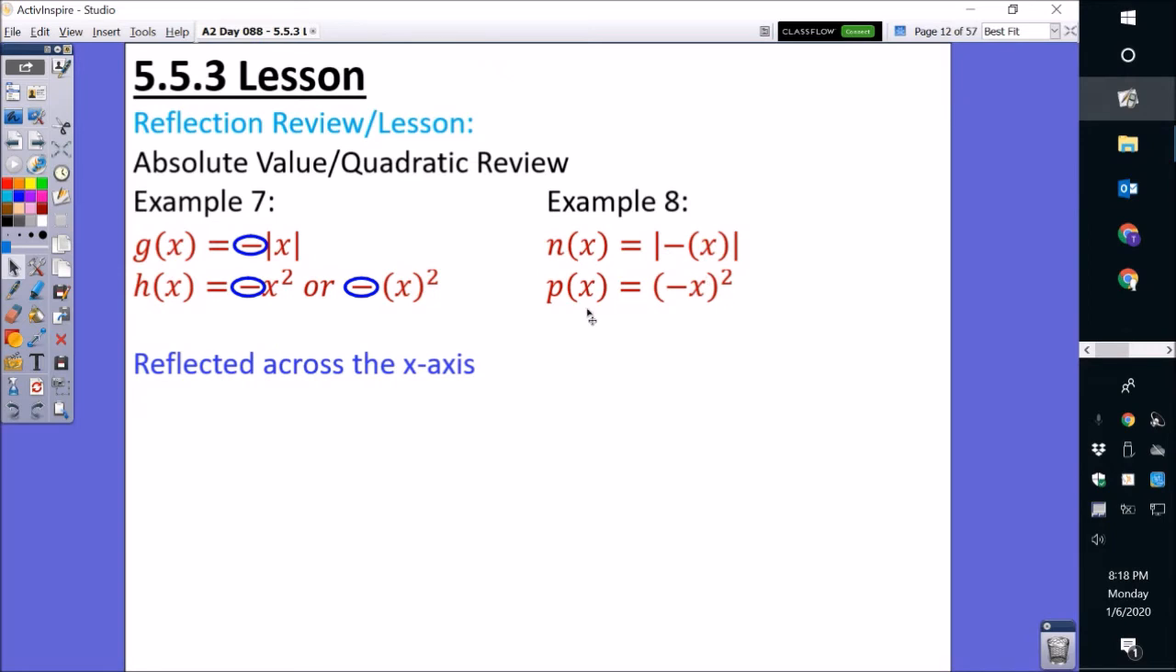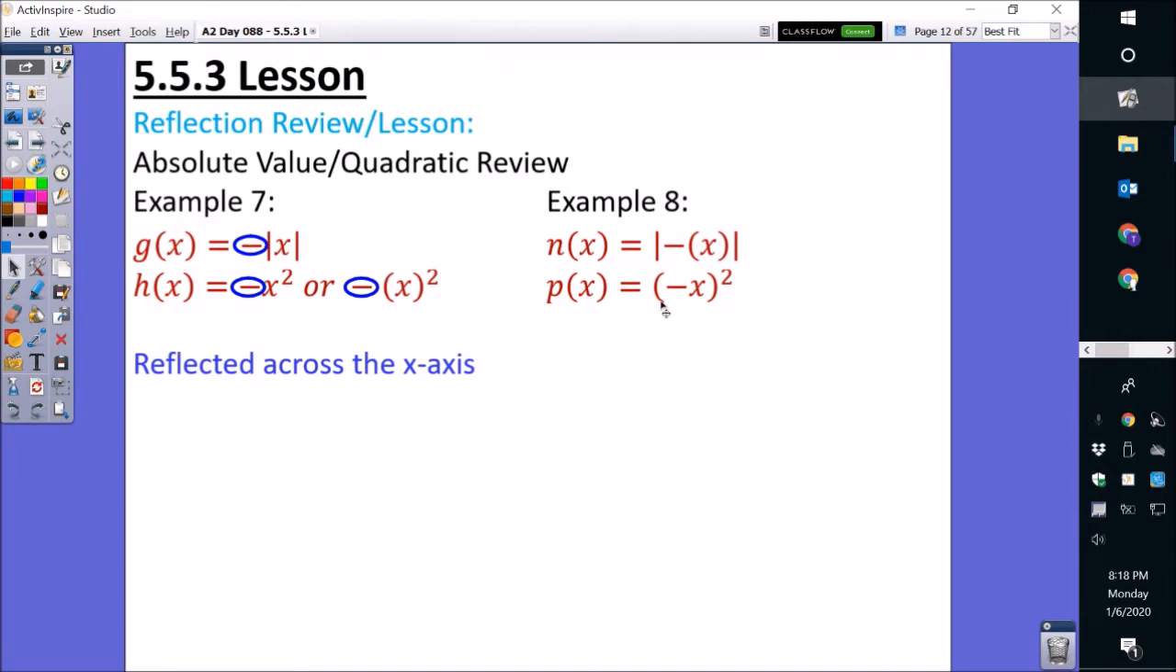Now moving on to example 8, we have n of x equals the absolute value of negative x, and then p of x is the square of negative x. So in these two equations, n of x is written in absolute value form, and p of x is written in quadratic form. But if you take a closer look, they have the negative sign that's inside the function in front of x. For n of x, the negative sign is inside the absolute value lines. For p of x, the negative sign is inside the outer parenthesis.